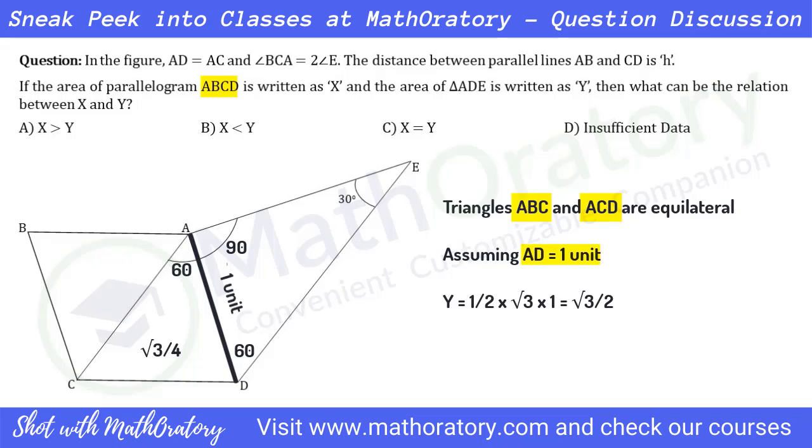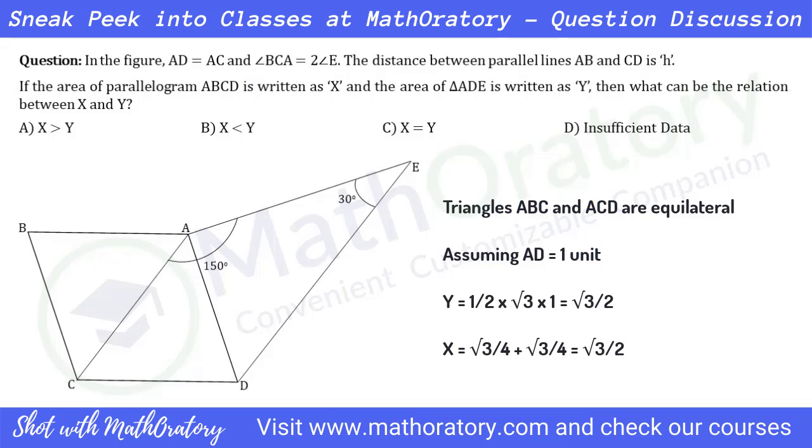Now, this equilateral triangle will have an area root 3 by 4 a square. A is 1, so root 3 by 4 simply. And this will also have an area root 3 by 4. So these two add up to again root 3 by 2, isn't it? So x is also root 3 by 2. So what we have is x is equal to y.